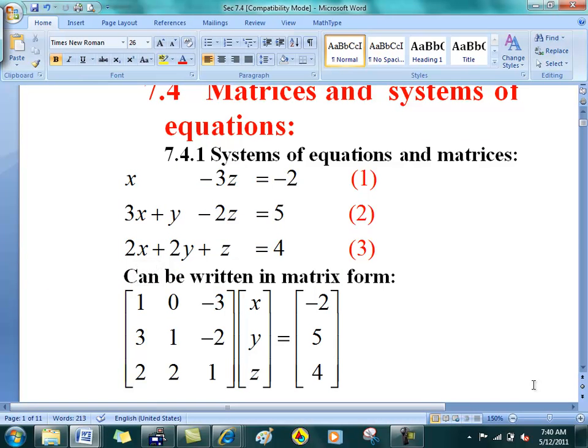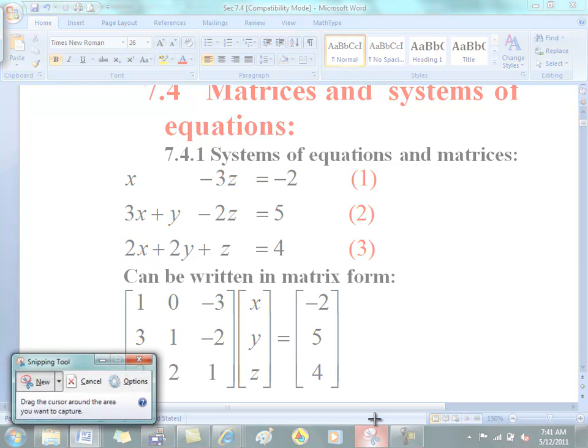Okay, so like I told you, I'm going to go back to 7.4 because you need to know matrix arithmetic in order to be able to understand the stuff in here. And so matrices come into question when you've got systems of linear equations. Okay.